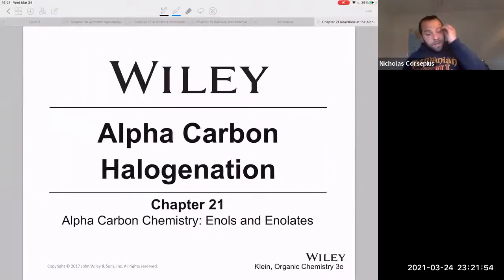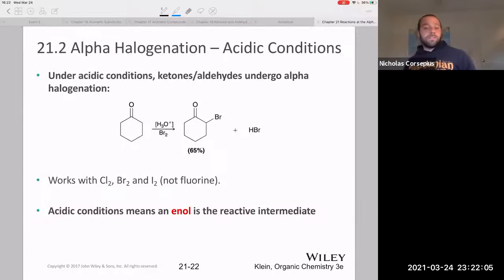All right, so now we're going to talk about our first set of alpha carbon reactions, which is alpha carbon halogenation. So this is obviously just sticking a halogen on that alpha carbon. We're going to see that this can occur under acidic and basic conditions. There's going to be a little bit of a catch between the two of them, but nonetheless.